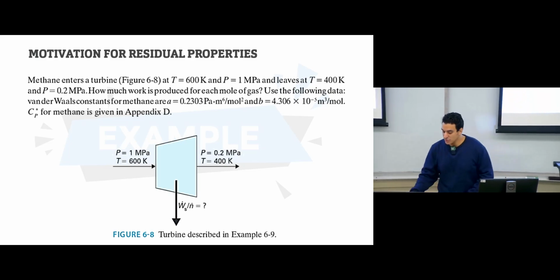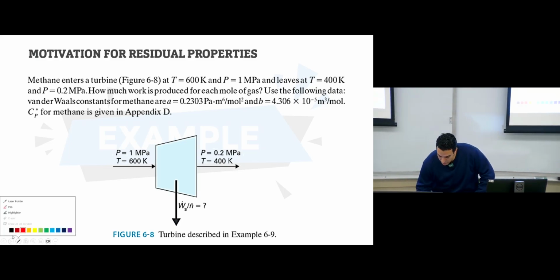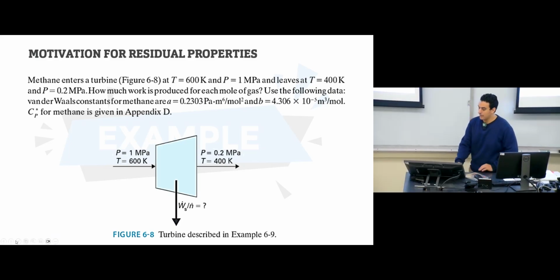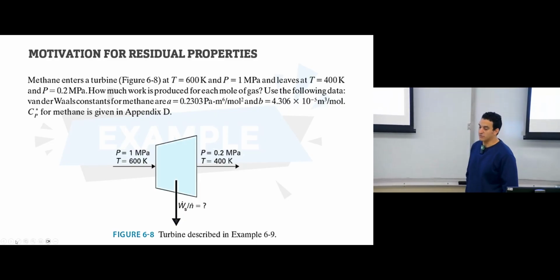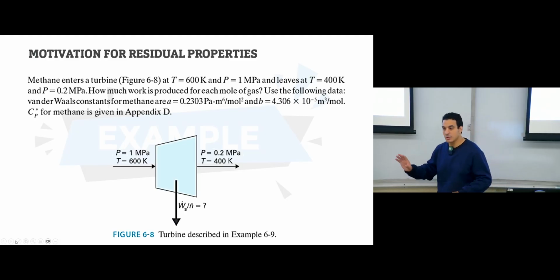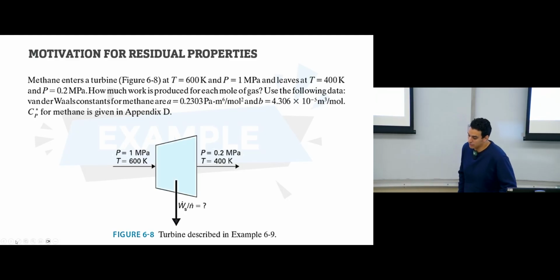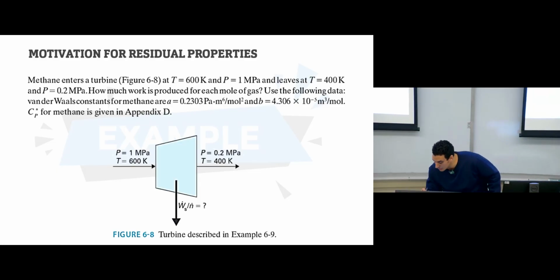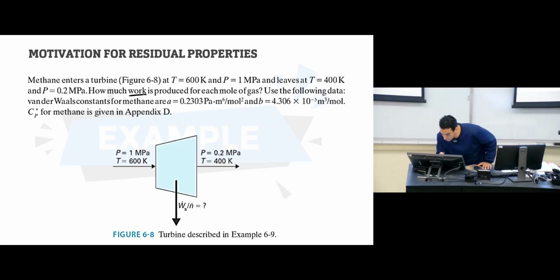So this example says we have methane. This methane enters a turbine at 600 Kelvin, 1 megapascal, and leaves at 400 Kelvin and 0.2 megapascal. So we have the inlet pressure and temperature, and the outlet pressure and temperature are also given. How much work is produced for each mole of this gas? So we need to find the amount of work per mole of the gas.